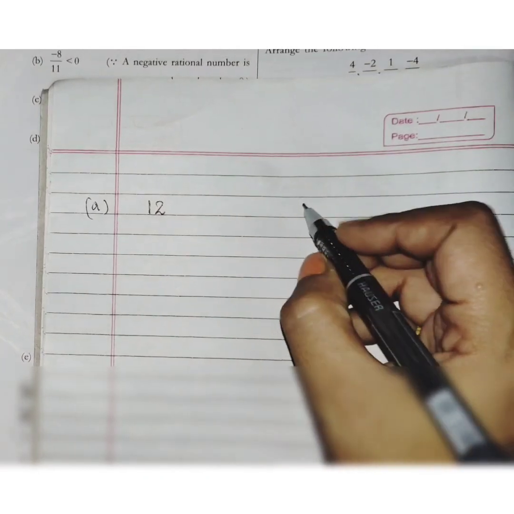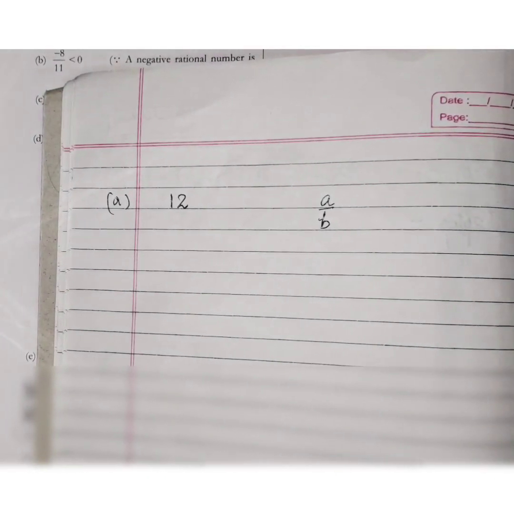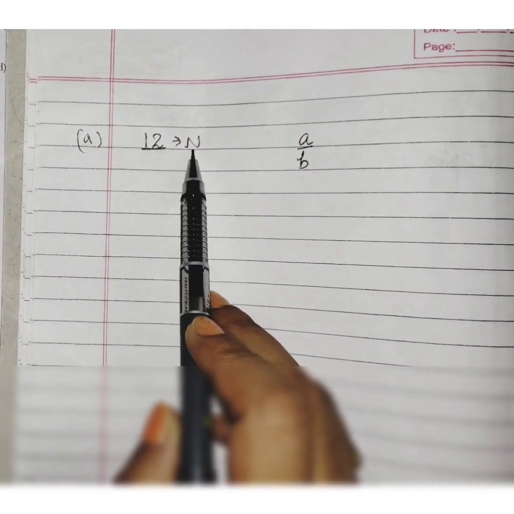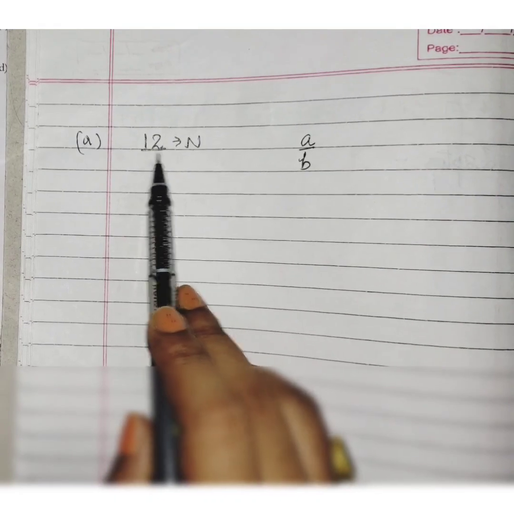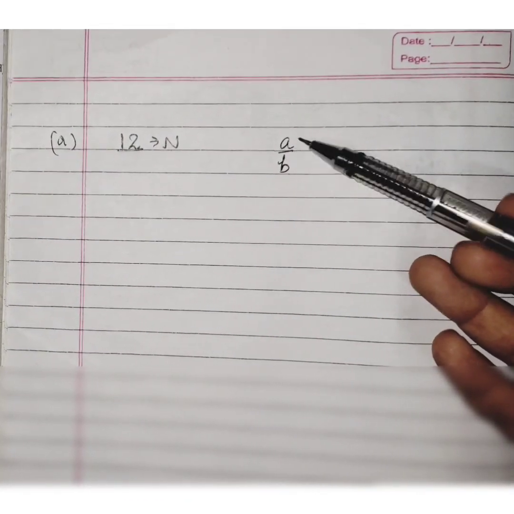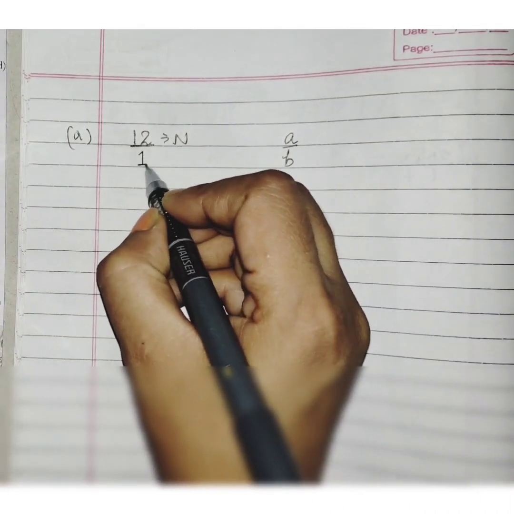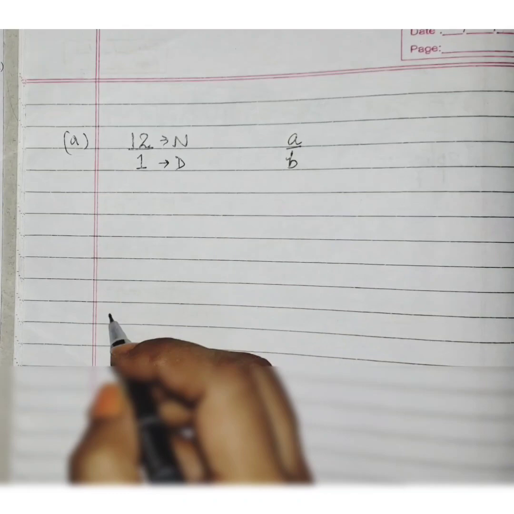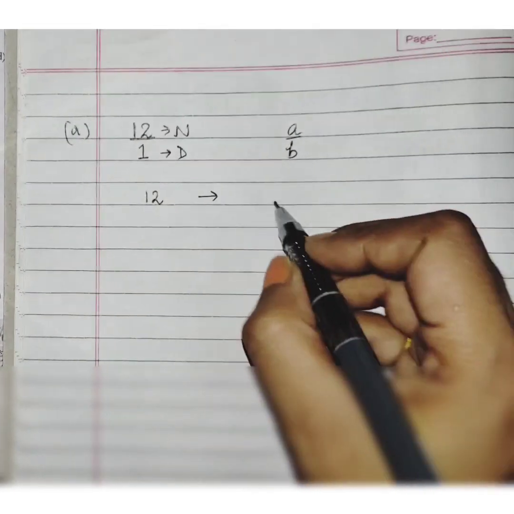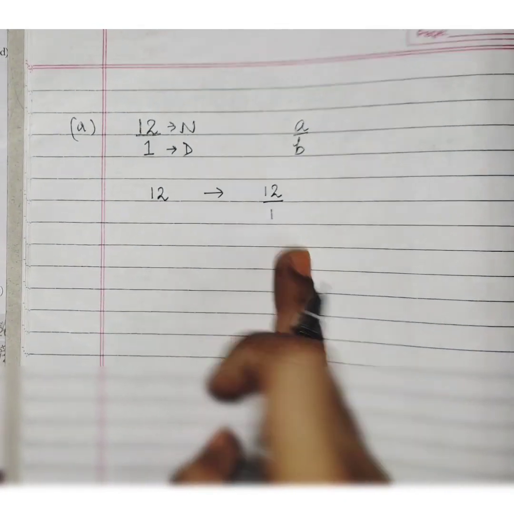We all know that rational number are in the form of a upon b. So here you can see 12 is the numerator. So which number you will write in denominator to form it in a upon b form? So for that you have to write 1 in denominator. So in this way 12 will become a rational number by writing 1 in denominator.